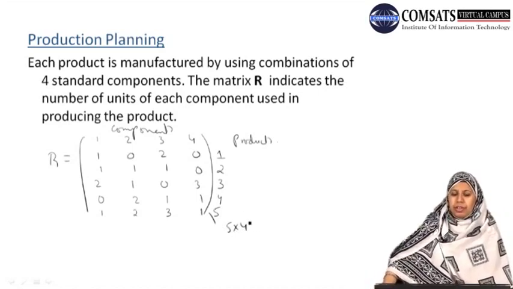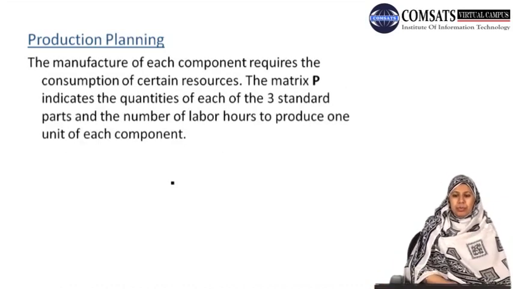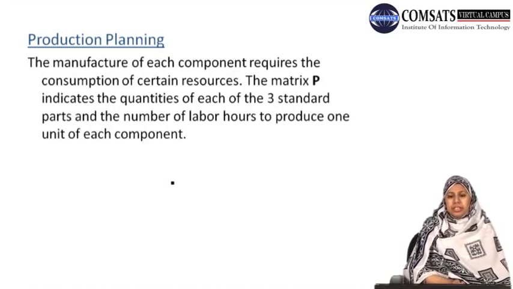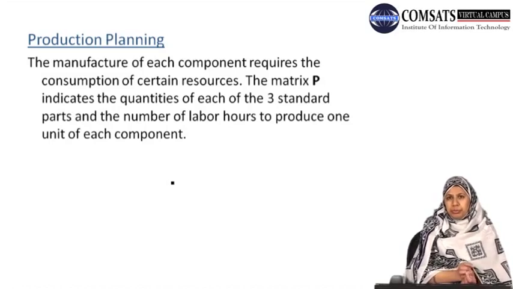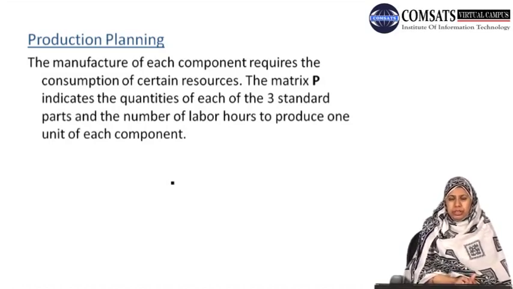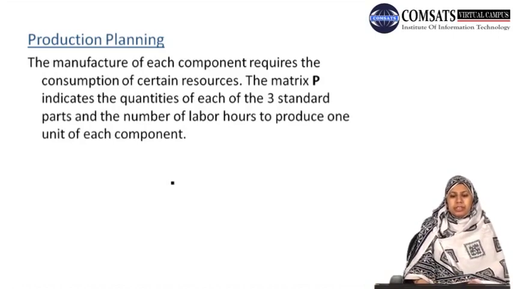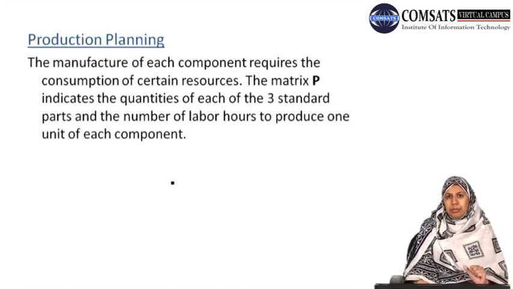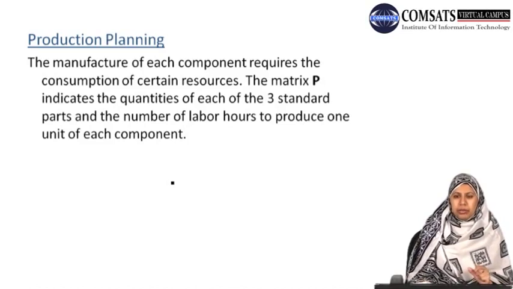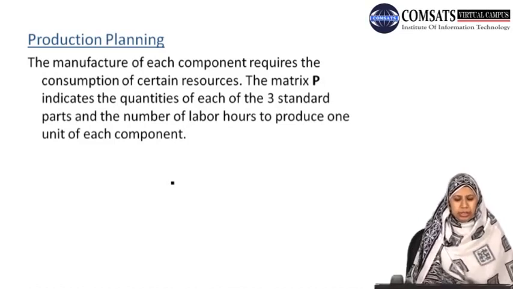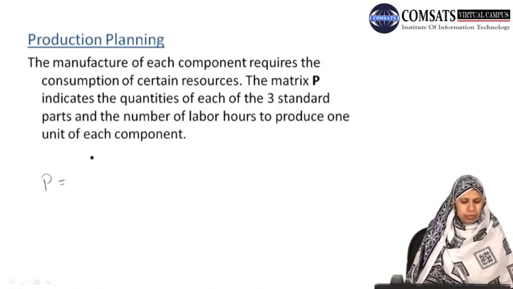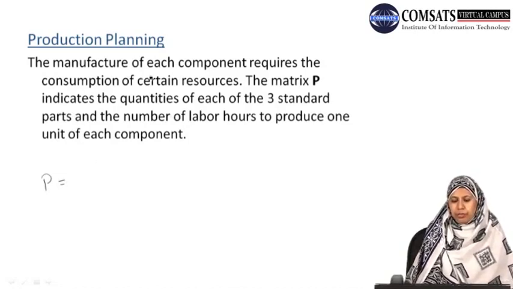We have further information about the components. That is, the manufacture of each component requires the consumption of certain resources. To produce one component, we require some resources. If our matrix P represents the quantities of the 3 standard parts required to produce that component and the number of labor hours to produce 1 unit of that component, then we have some data in the form of our matrix P.